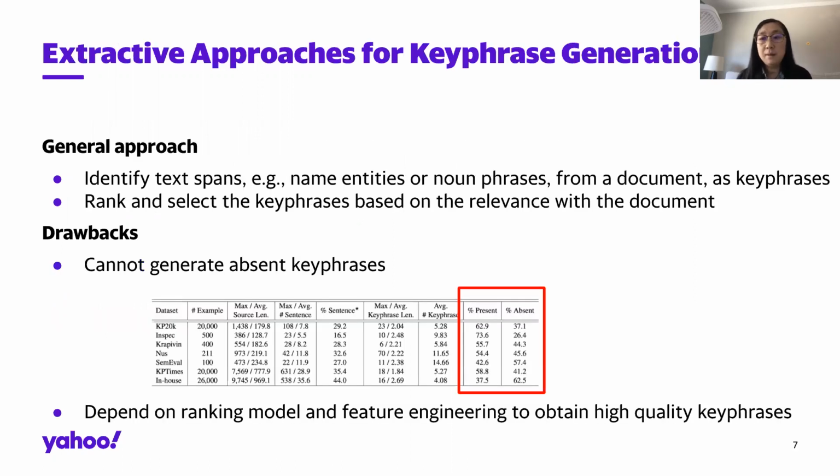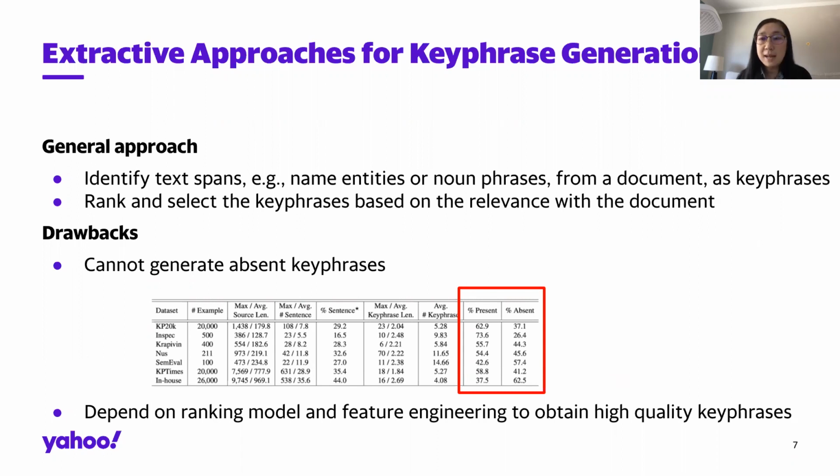So there have been a number of research works dealing with this key phrase generation problem in the past. The early approaches are mostly called extractive approaches. The basic idea is to extract a number of present key phrases from the document. The general approach people are taking is to first identify a number of important text spans from the document. They are usually named entities or noun phrases.